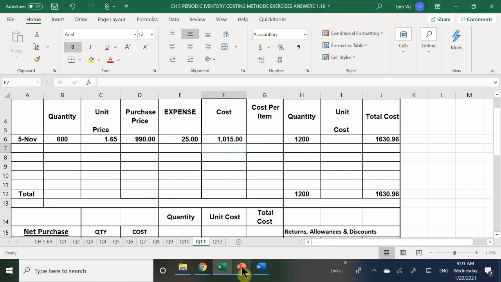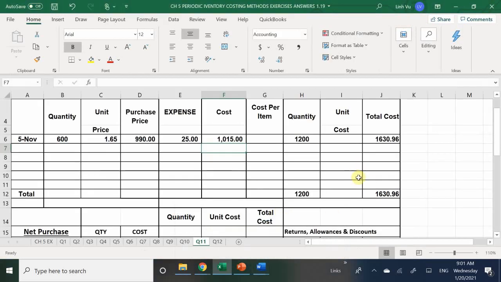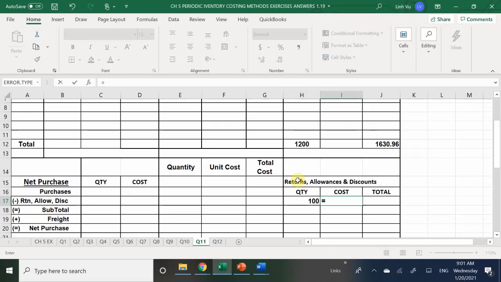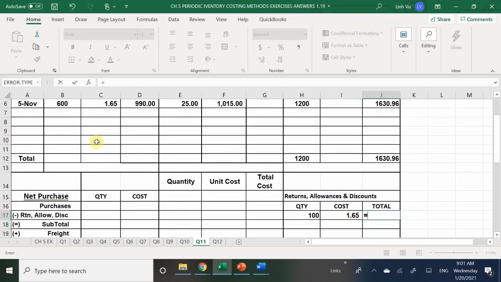No. Okay. So the next thing that happened is on November 7th, you returned 100 broken toys for a full refund. We returned 100 broken toys. Now, how much did it cost me? 165. Okay, giving me a grand total of 165. Good.